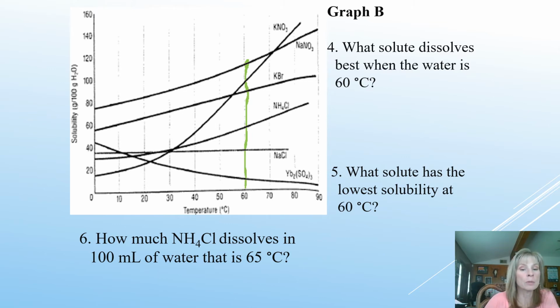How much ammonium chloride dissolves in 100 milliliters of water at 65 degrees? So here's ammonium chloride right here. Okay, it's going to be that line. 65 degrees, so follow this up to right there. Okay, we're going to pretend it's right there, a little bit higher. There we go. At 65 degrees, it looks like it may be a little bit less than 60, 58, 59. That would be my guess.